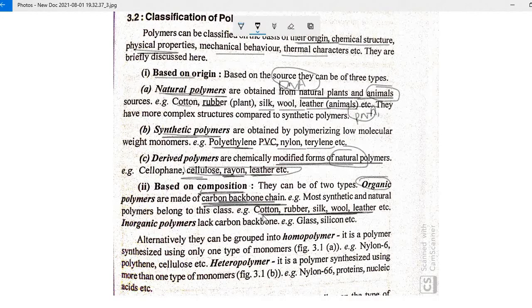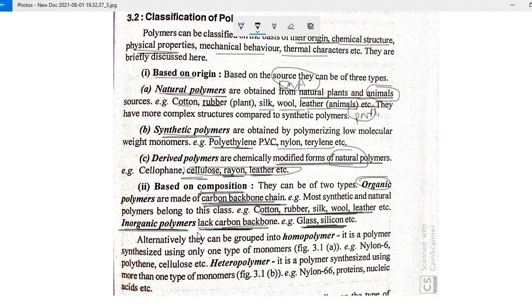आणि इनऑर्गॅनिक पॉलिमर म्हणजे द इनऑर्गॅनिक पॉलिमर मीन्स नो कार्बन बॅकबोन चेन, म्हणजे त्यांच्यामध्ये कार्बनची बॅकबोन चेन absent असते. These are called as inorganic polymers. So examples are glass and silicon. So remember that the glass and silicon are the examples of inorganic polymers.